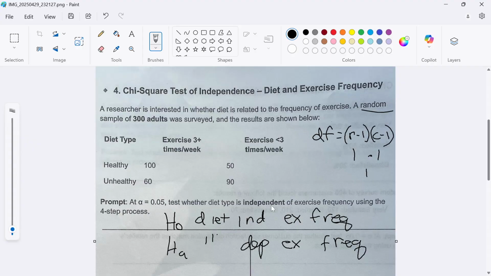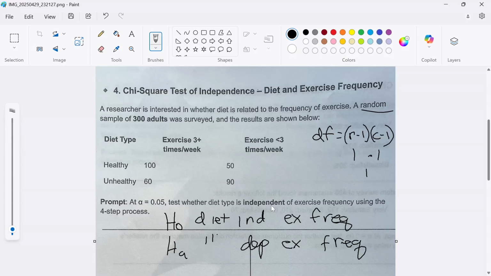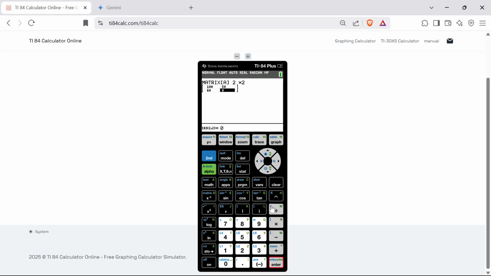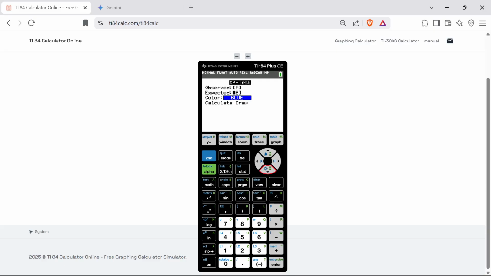Then I'm going to put the numbers in. 100 on the top, and then 50, and then 60, and then 90. And that's the matrix. Now I will go to stats, tests, and down to chi-squared independence, which is this one. Not the goodness of fit, independence. Observed is A, the matrix I entered. Expected is calculated. So it's going to calculate that and put it in B. And then it'll do the calculations.